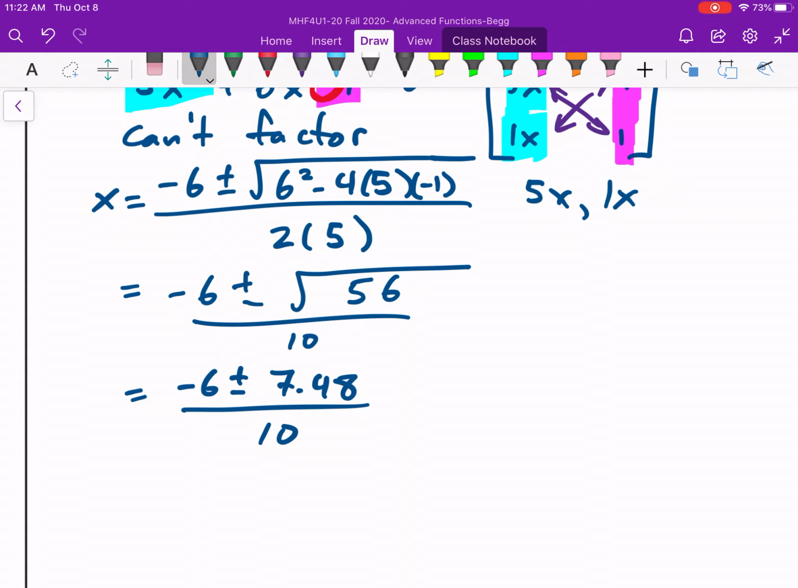So if I do negative 6 plus 7.48, divide that by 10, I get about 0.15. And if I do negative 6 minus 7.48, divide that by 10, I get negative 1.35.